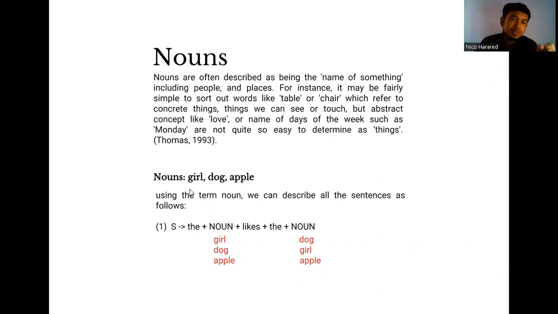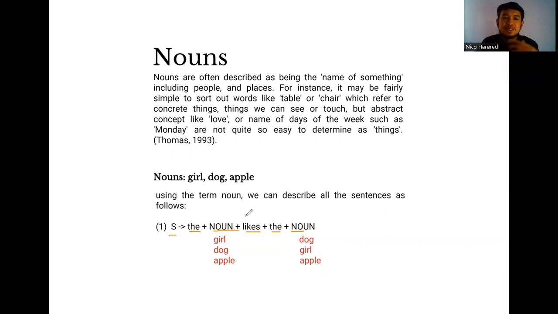So by using the term noun, we can describe all of the sentences as follows. Take a look at this. Sentence, or I could say sentence in short: the plus noun, likes, plus the plus noun. For instance, the girl likes the dog. The dog likes the girl. The apple likes the apple.